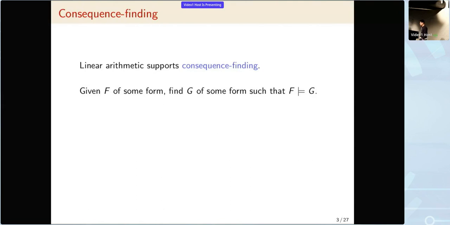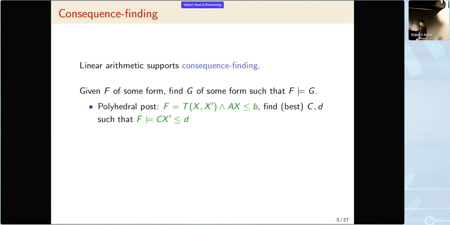Beyond decidability, linear arithmetic supports consequence finding. If we have a formula f of some form, we typically want to have a formula g of some form, such that f entails g, and such a g is said to be a consequence of f, and we typically want it to be the best in the sense of logically strongest.